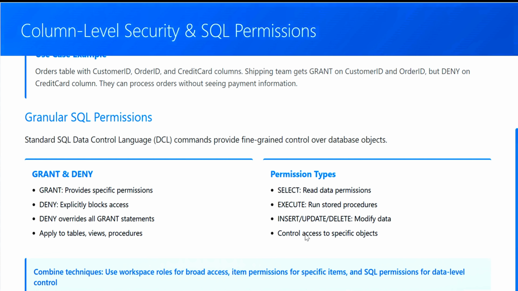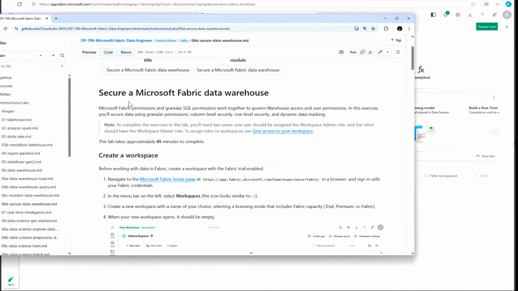So now let's go through the lab to get a real experience with all this. In this lab, we are going to secure a Microsoft Fabric data warehouse. Microsoft Fabric permissions and granular SQL permissions work together to govern warehouse access and user permissions. In this exercise, we are going to secure data using granular permissions, column level security, row level security, and dynamic data masking. So let's start.